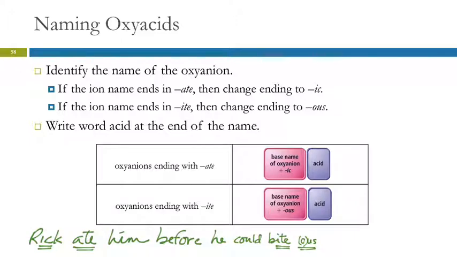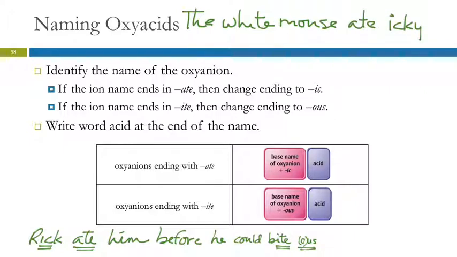Another one I've heard is the white mouse ate icky cheese. So there again we've got ate and ick. We have ite and us. Okay, those go together. Any questions?